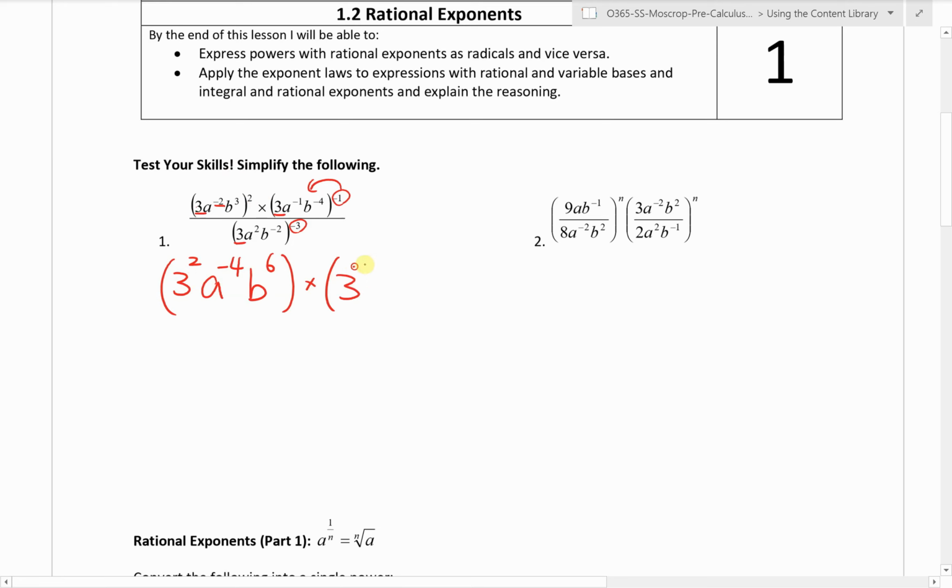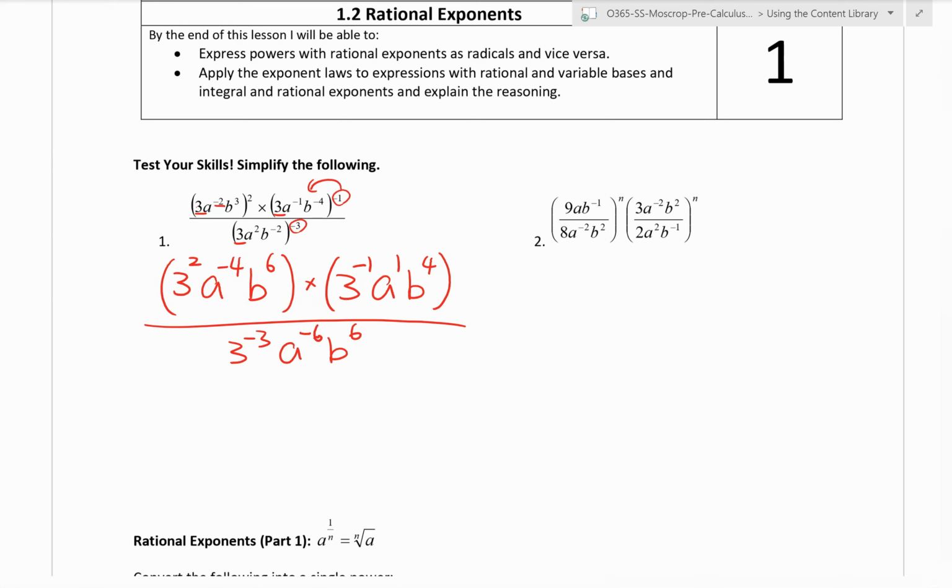I'm going to keep it as 3 squared. This one is going to be 3 to the power of negative 1, and then a to the power of 1, because it's negative 1 times negative 1. B will be power of 4, because it's negative 4 times negative 1, over 3 to the power of negative 3. We have a to the power of negative 6, and b to the power of 6.